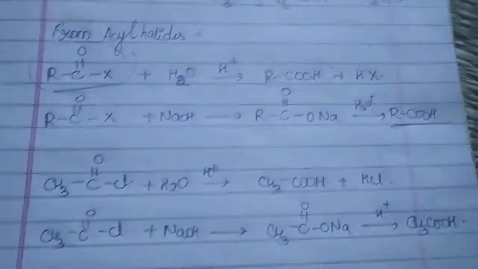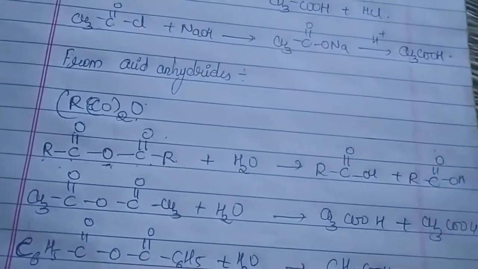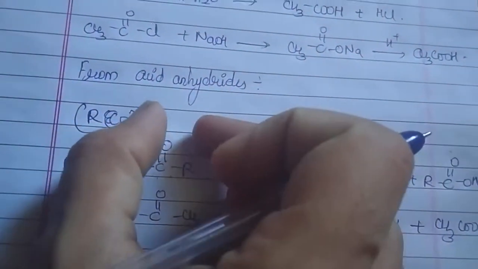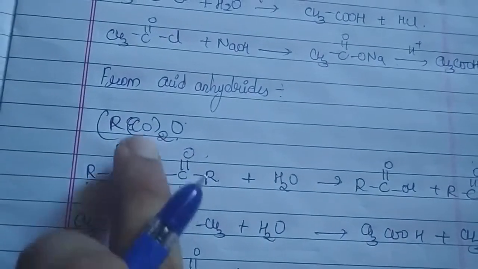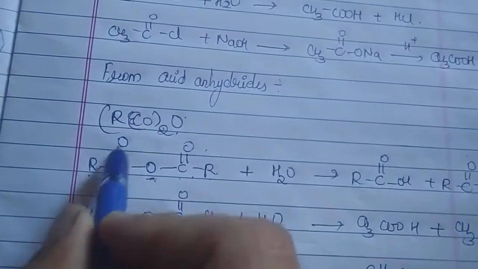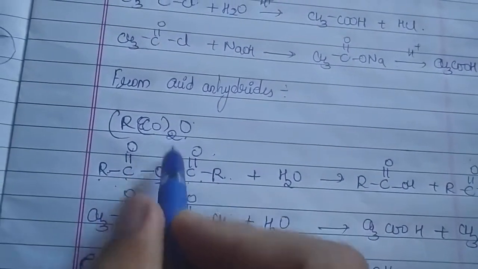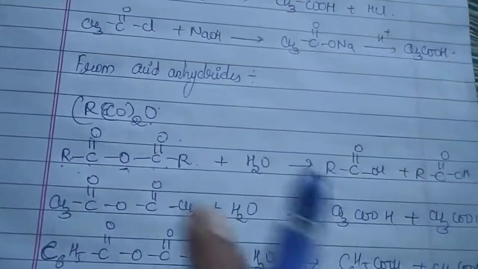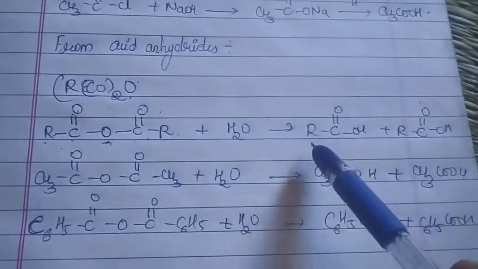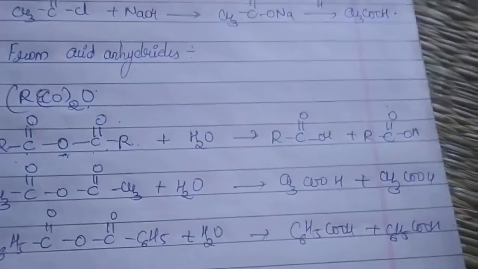Is that clear? Then coming to another important part, acid anhydrides, and we came to know the general formula as (RCO)2O, that is RC double bond O, C double bond O R, where you can see that RCO is two times and a single O is just one. Just by treating with water, you can easily convert acid anhydrides to the corresponding carboxylic acid.